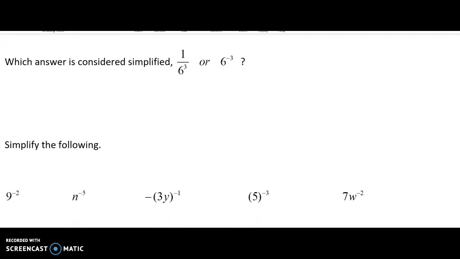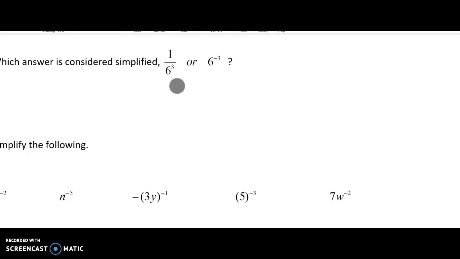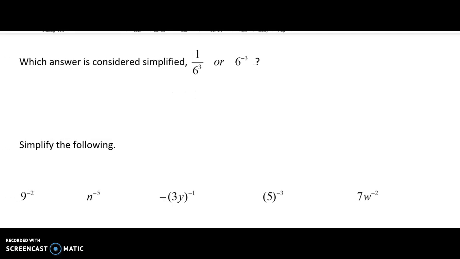So which answer is considered the most simplified? 1 over 6 to the 3rd or 6 to the negative 3? Generally, we write our answers with only positive exponents when they're fully simplified. So we would write 1 over 6 to the third.